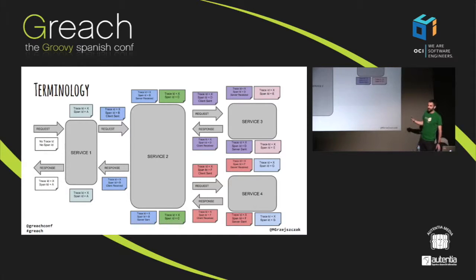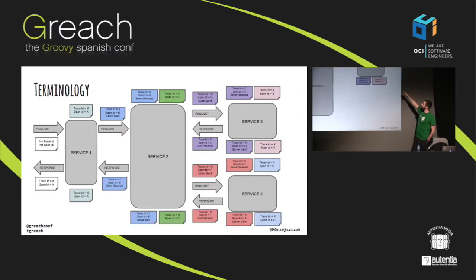And now let's go back, right? At some point we have to receive a response. As you can assume, I've colored parts of one span with the same color. So service 2 sends a request to service 3. So the client sent event has been attached.